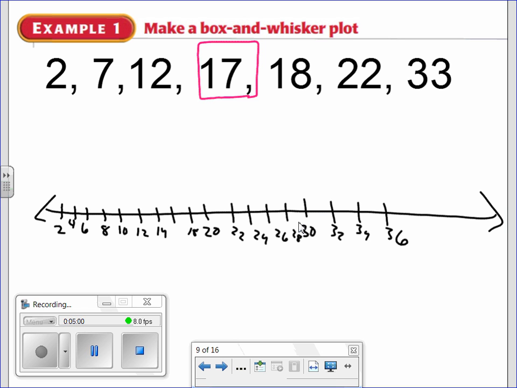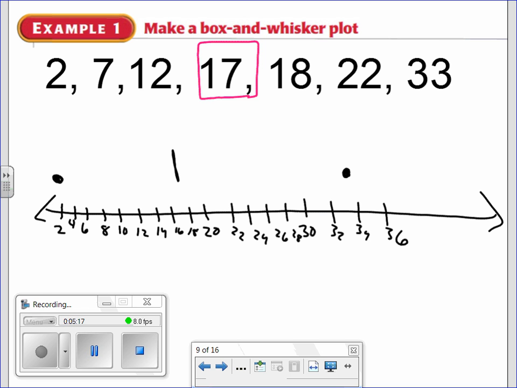Okay, so let's draw our whisker. We'll have a whisker all the way down to 2. We'll have a whisker all the way up at 33. I'm actually not going to draw the whiskers yet. I've got the middle of my box going to live at 17.